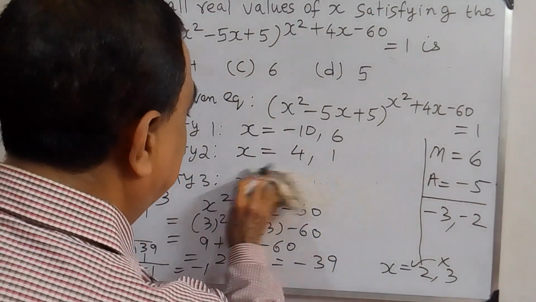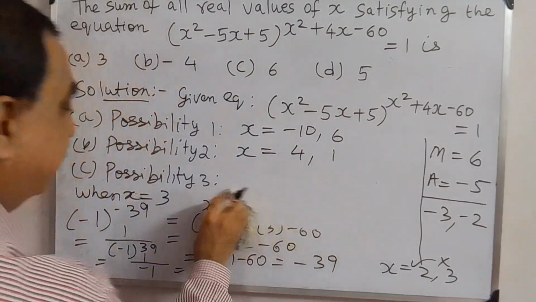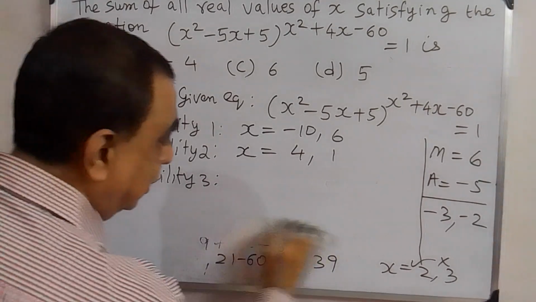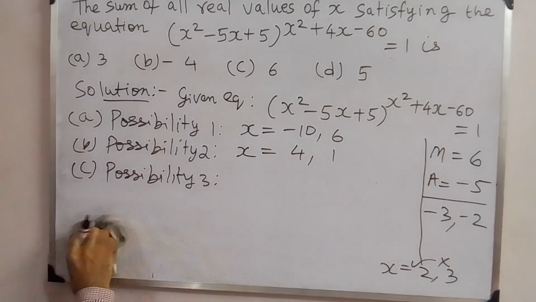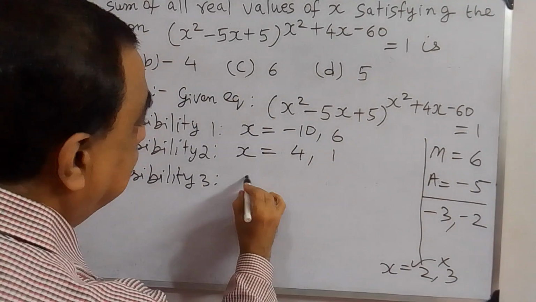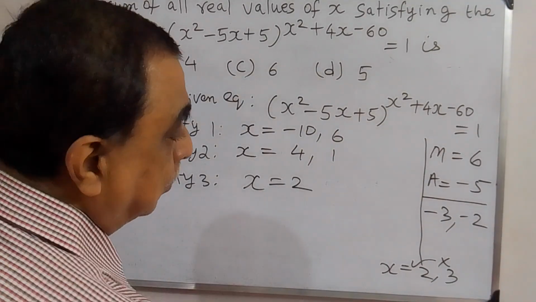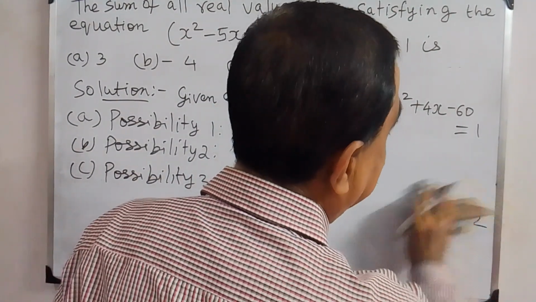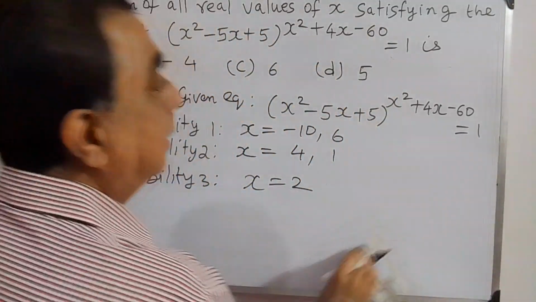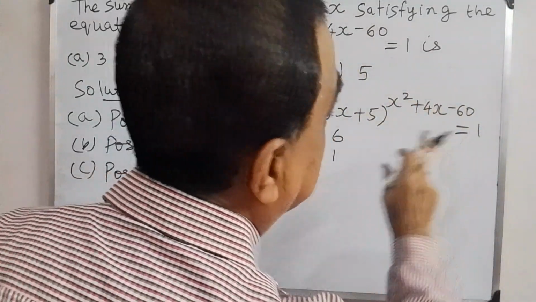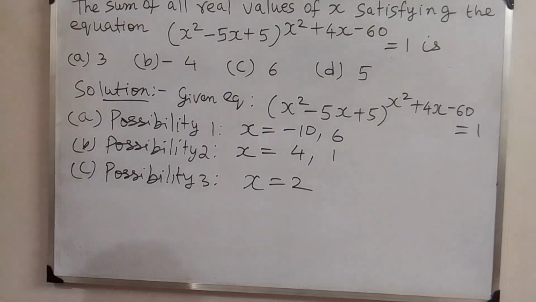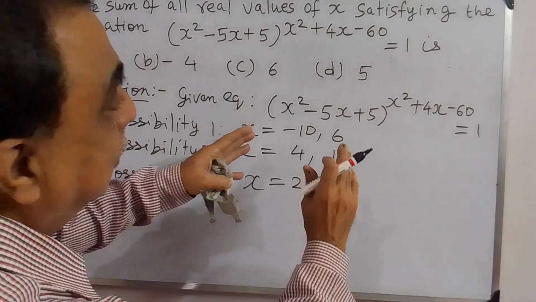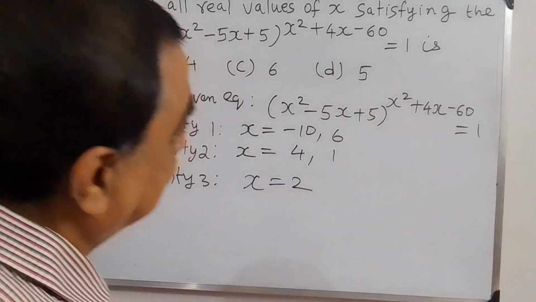So from the third possibility, what value of x is accepted? Only 2. 3 is not accepted. So from here the x value is 2, accepted. 3 is not accepted, because when the x value is 3, the left hand side becomes minus 1 and the right hand side is given to be plus 1. So these are the values of x we have got, for which this equation is satisfied.